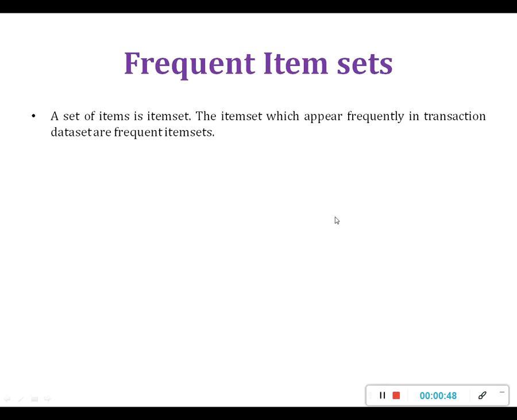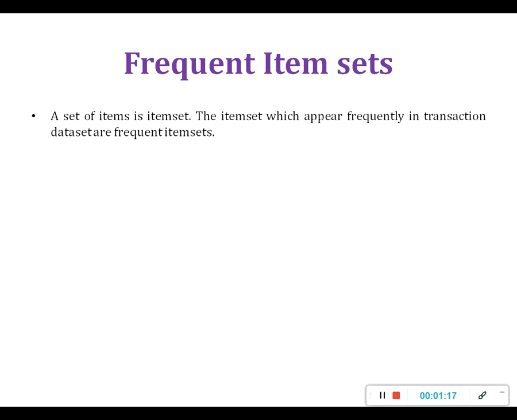So what is a frequent item set? Let's see. The set of items that we have collected is called an item set. So different items that we are putting together, combining, that set is called an item set. So this is one term from frequent item set. What is an item set? It is nothing but a set or collection of items. The item set which appears frequently in our transaction data set is called a frequent item set.